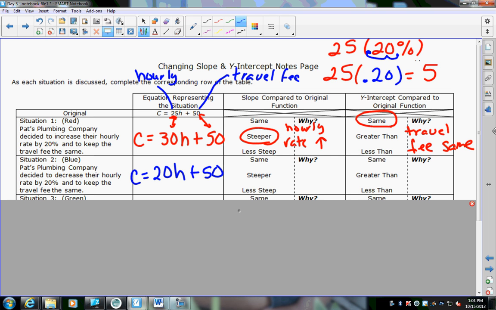Right here, my slope is less steep. Why? Because we decreased the hourly rate. And my travel fee stayed the same, so that means my y-intercept stayed the same.